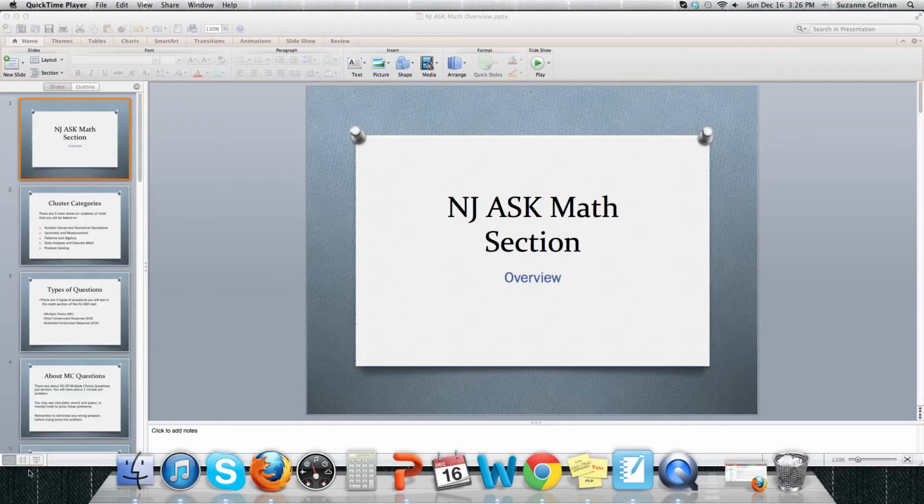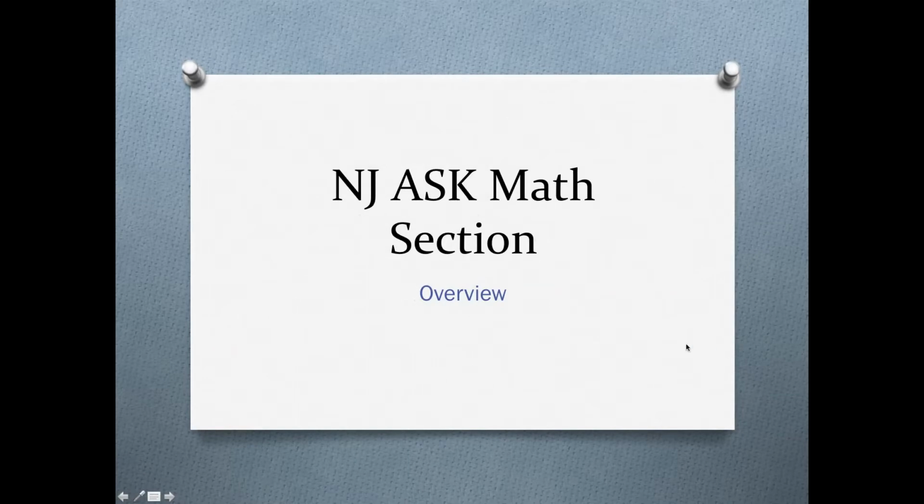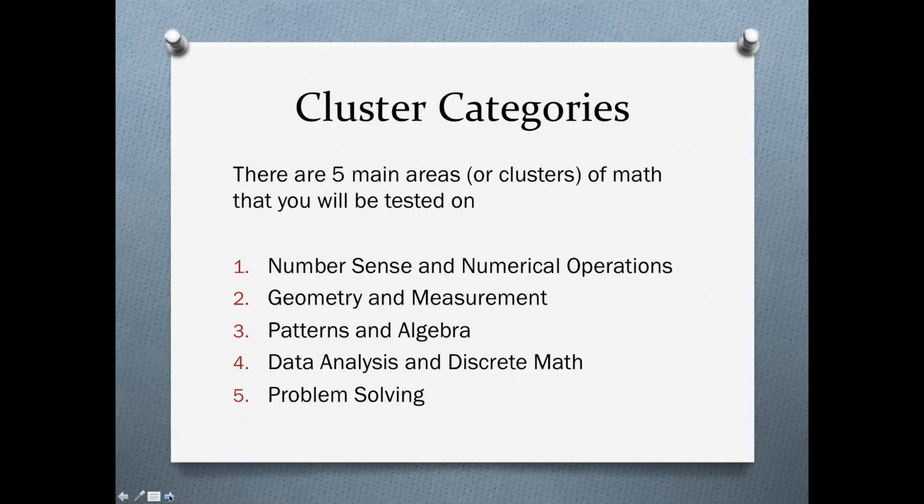Okay, so this video is about the math section of the NJ Ask. There's five main areas of math that you're going to be tested on. The first one is number sense and numerical operations. The second one is geometry and measurement. The third one is patterns and algebra. The fourth one is data analysis and discrete math. And the fifth one is problem solving.